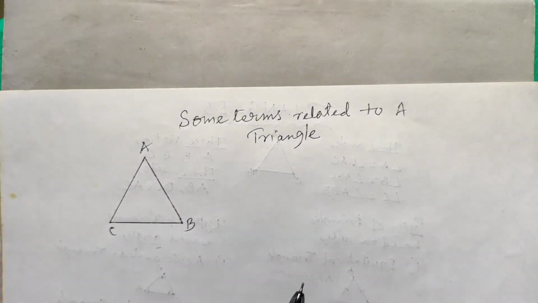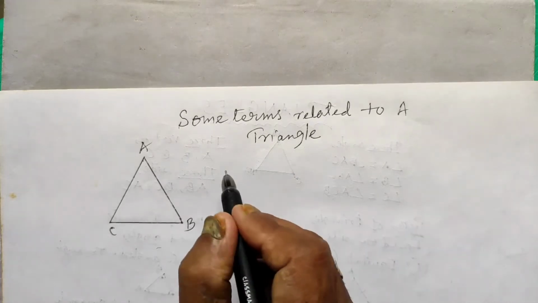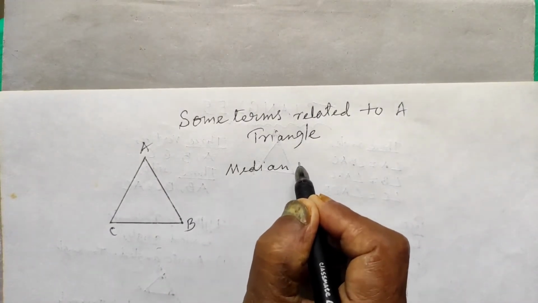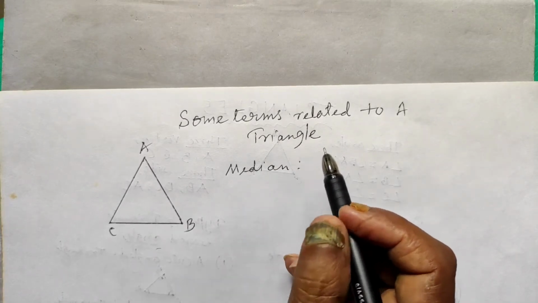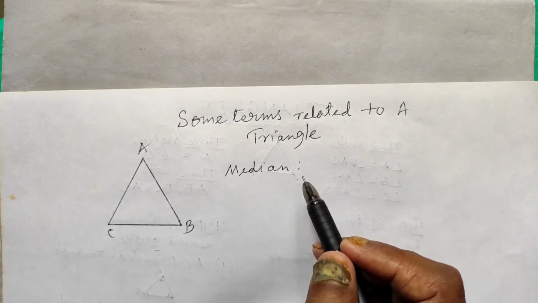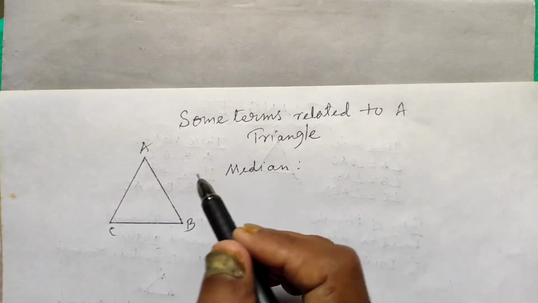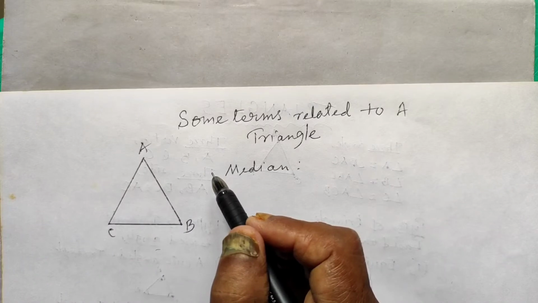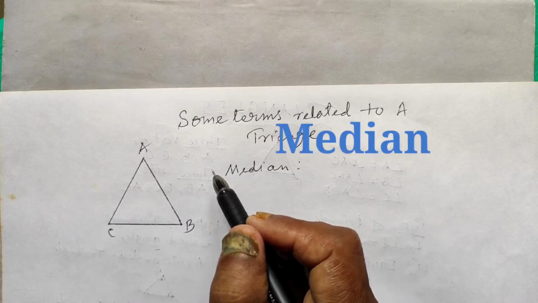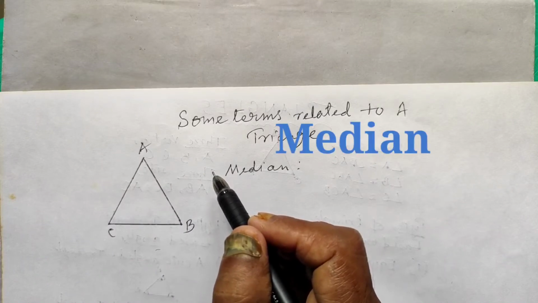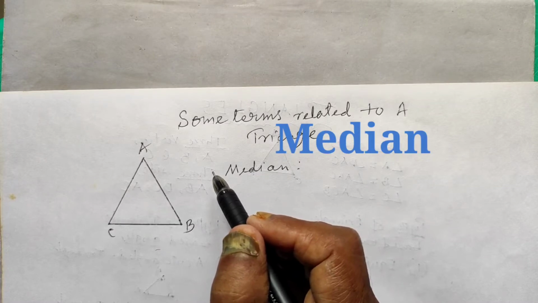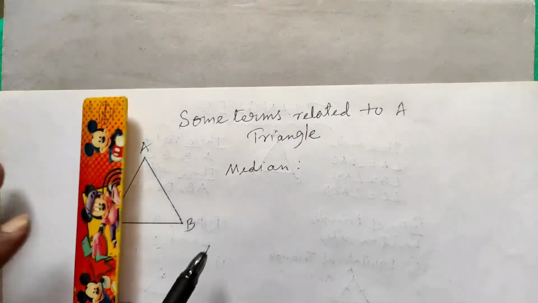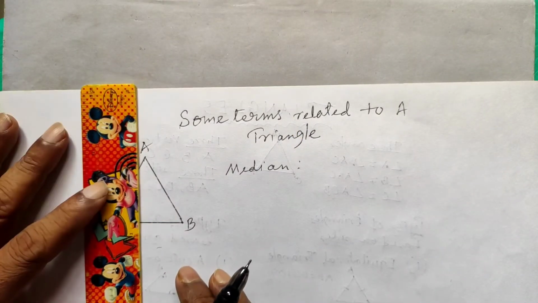So here, median. First of all, you have to know median. What is called median? Now you listen first. A line segment joining a vertex to the midpoint of the opposite side of a triangle is called a median of the triangle. Okay. So now suppose A is a vertex.